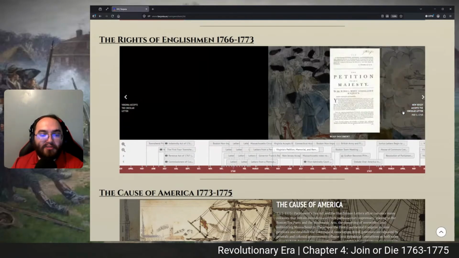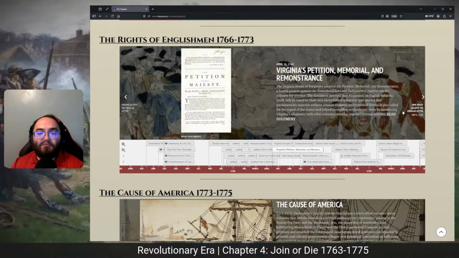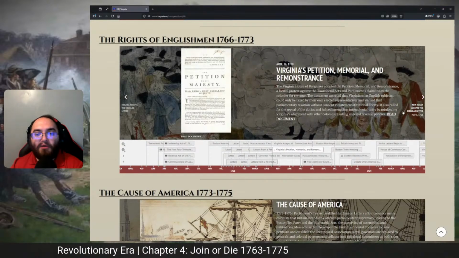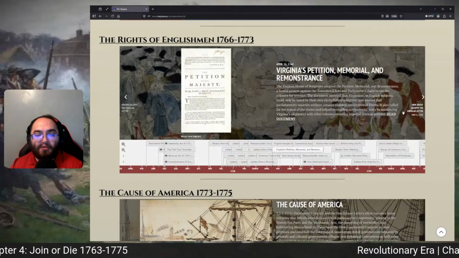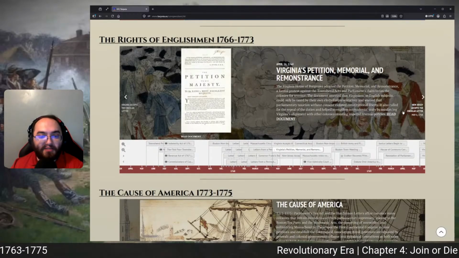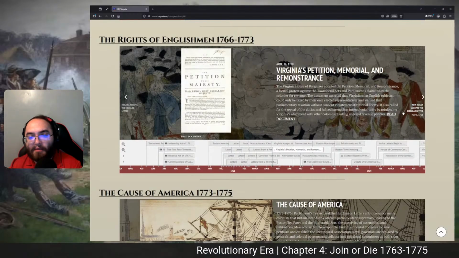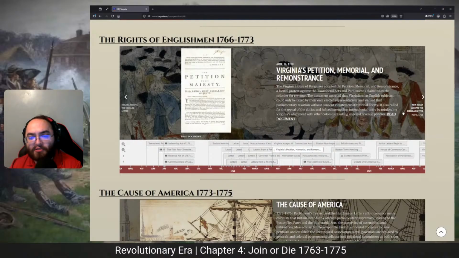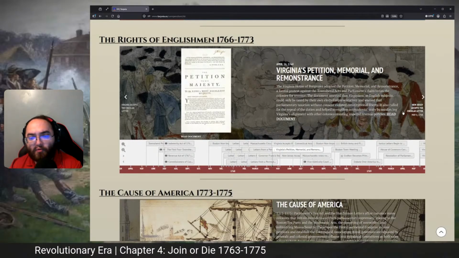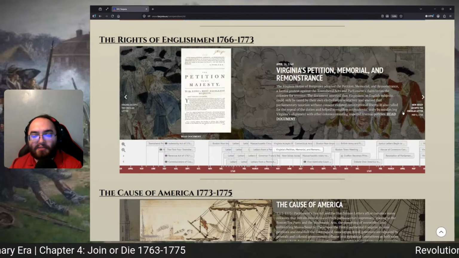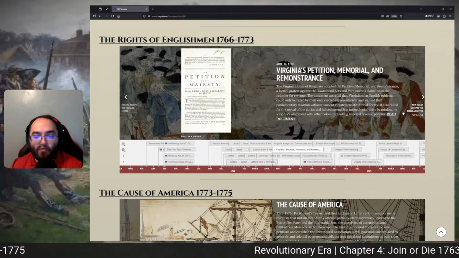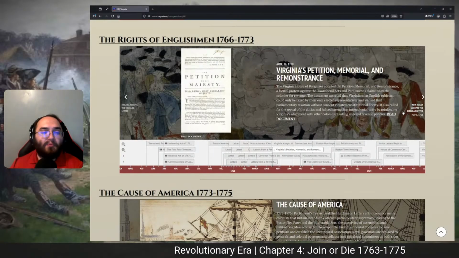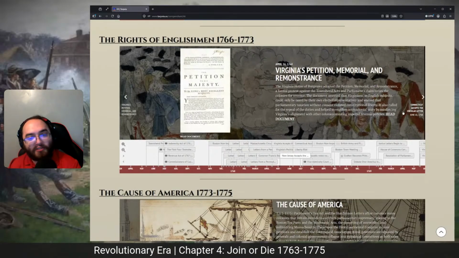And so Virginia will accept the circular letter, and Virginia will send its own petition. It's a petition, memorial, and remonstrance. Remonstrance just means protest. And so this is a formal protest against the Townshend Acts and Parliament's claim to tax the colonies for revenue. And so this is from the perspective of Virginians.